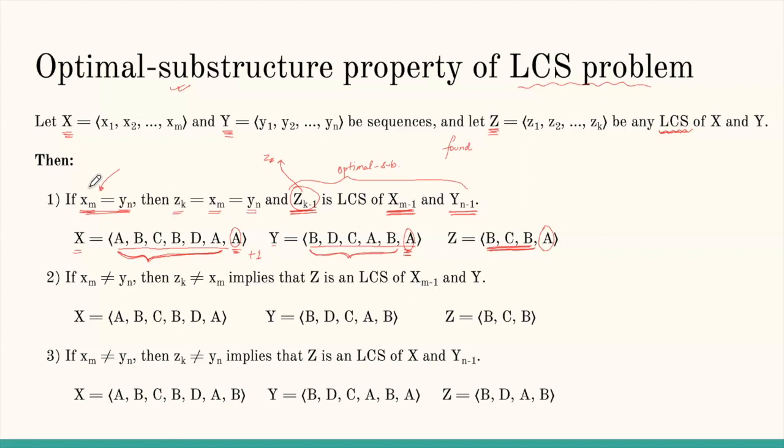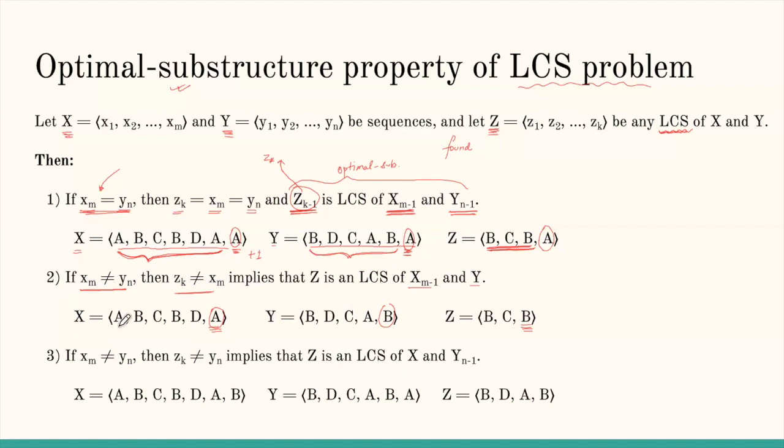Now let's look at two other possible scenarios. It is also possible that Xm is not equal to Yn and Gk is not equal to Xm. Here's an example. So here is X and Xm is A. It is not equal to Yn, and Gk, which is B, is not equal to Xm. Now, this implies that G is an LCS of Xm minus 1 and Y.